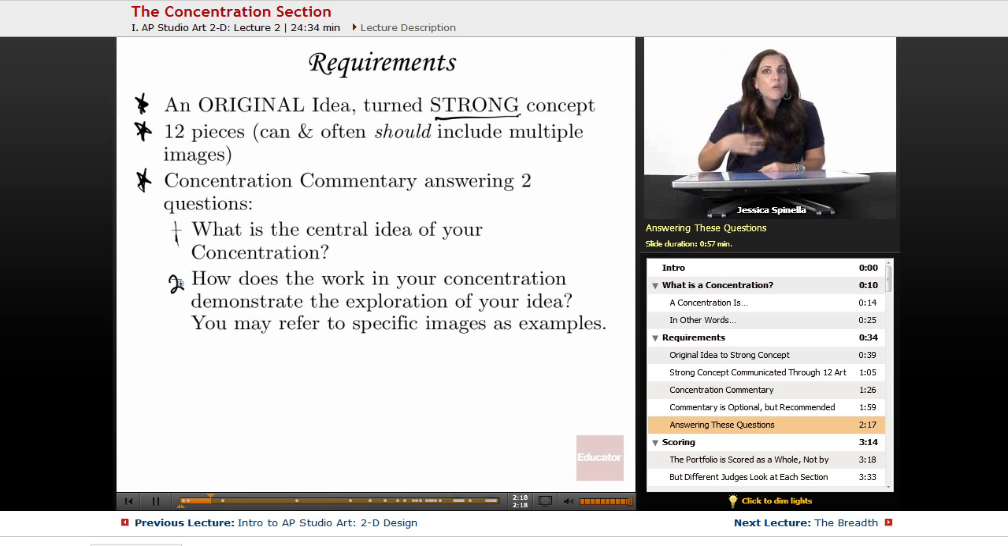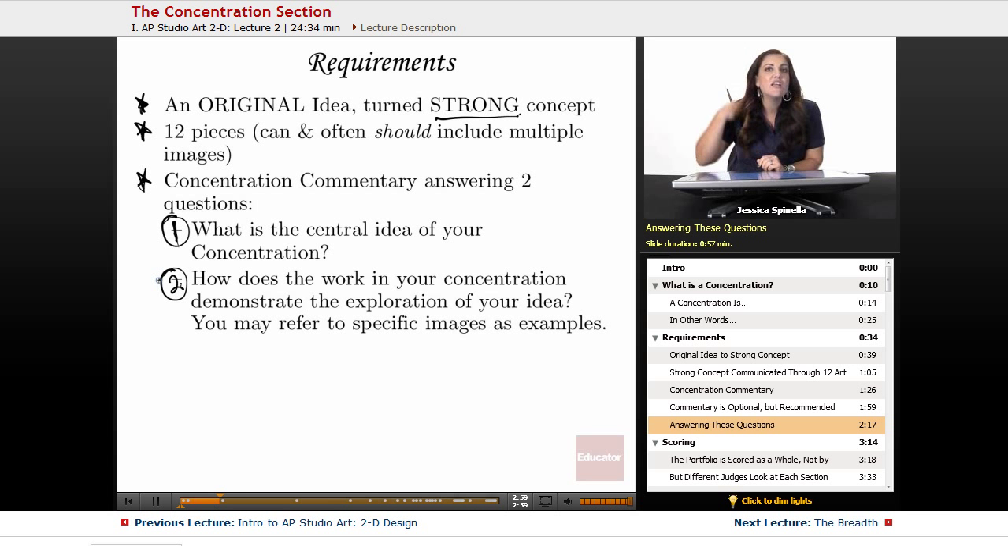Now, when you answer the questions, the first question, what is the central idea of your concentration? It's important that you don't get too wordy. I would limit it to no more than 3 sentences, and you can even be really simple. The central idea of my concentration is blah, blah, blah, and that is fine. It doesn't have to go on and on. In fact, in question number 2, how does the work in your concentration demonstrate the exploration of your idea? That is where you're going to get more specific. That is where you're going to fine-tune and explain yourself a little bit more. And then, in addition, you're also going to elaborate by talking about specific images that you have finished. So don't worry too much about the concentration commentary yet.